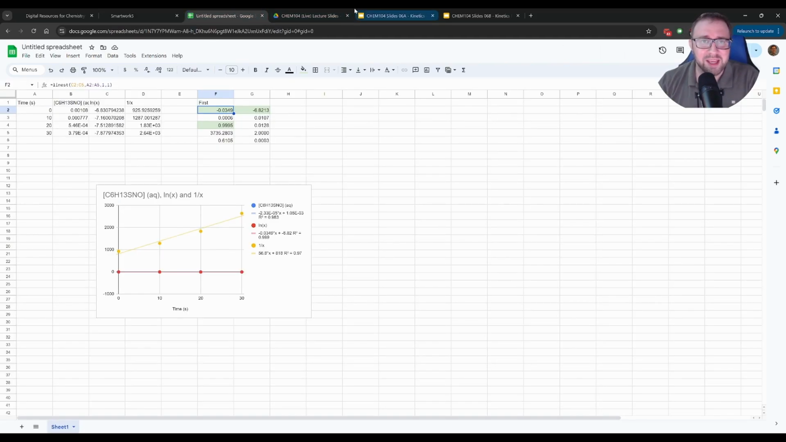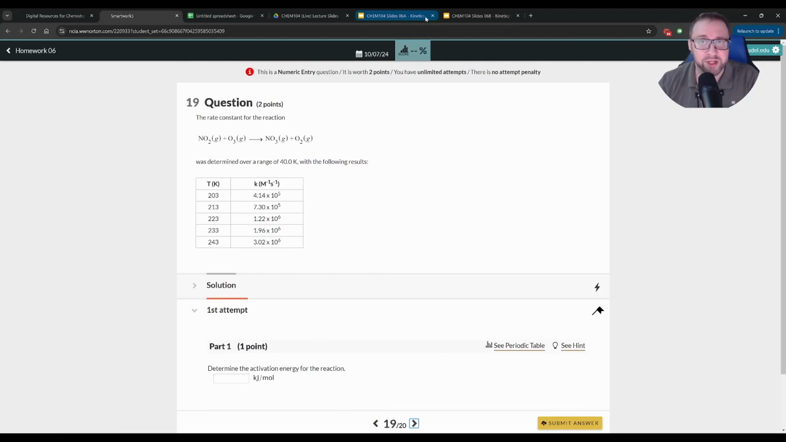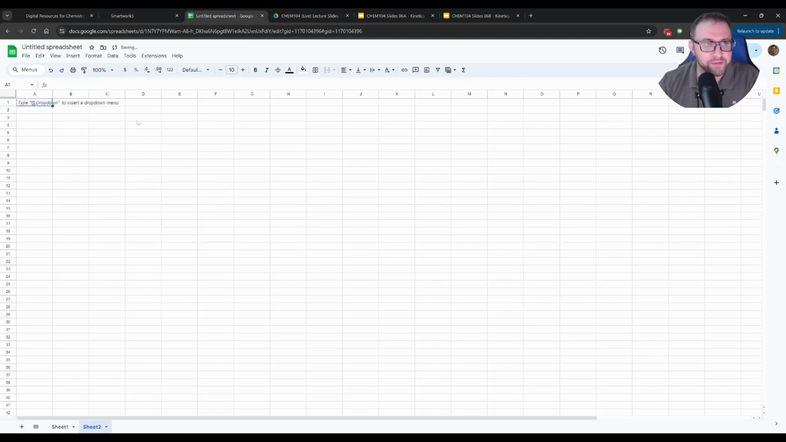So why don't we look at this again, but for an Arrhenius question. All right, so here's an Arrhenius question. And this is what we did in 06B, assuming that's when we did this. But we're given raw temperature and raw rate law data. We're going to do the same thing. We're going to bring this over into a sheet.